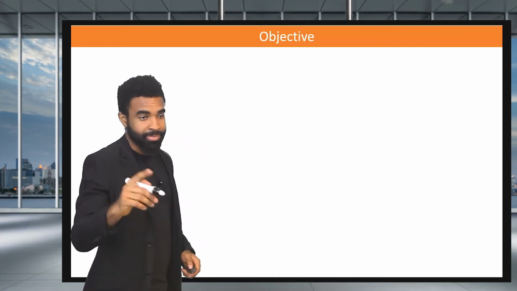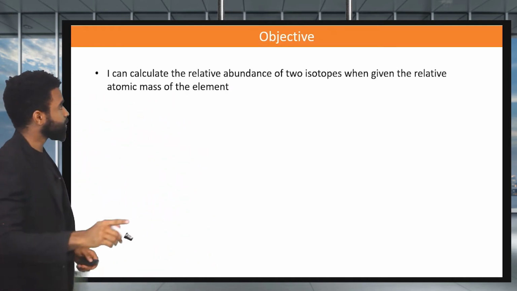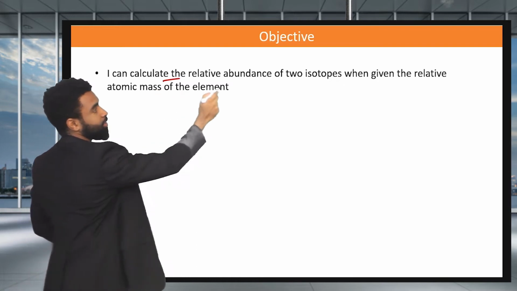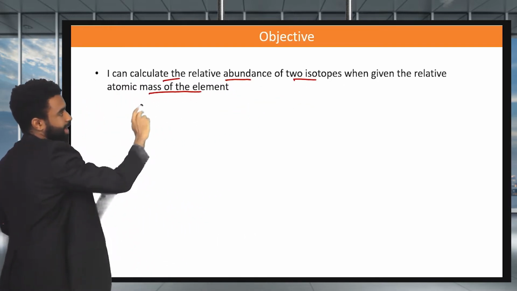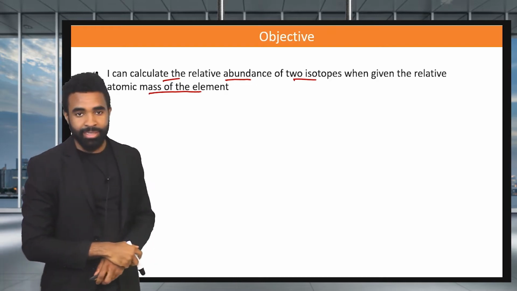Hello. Our objective in this video is for you to be able to calculate the relative abundance of two isotopes when given the relative atomic masses of a specific element. So let's get on with it.